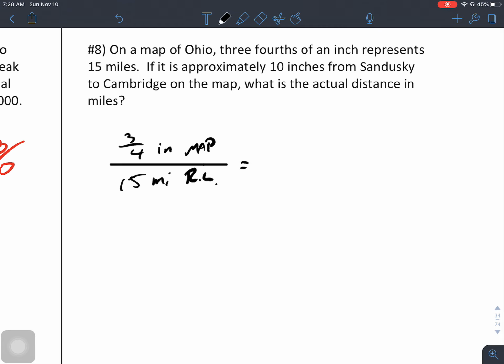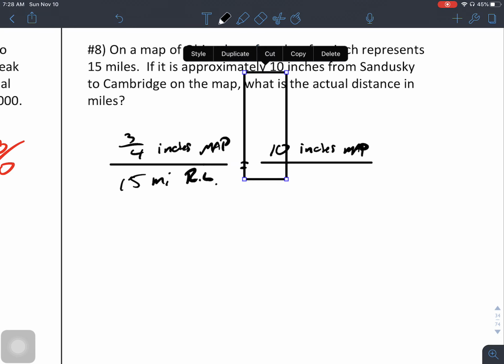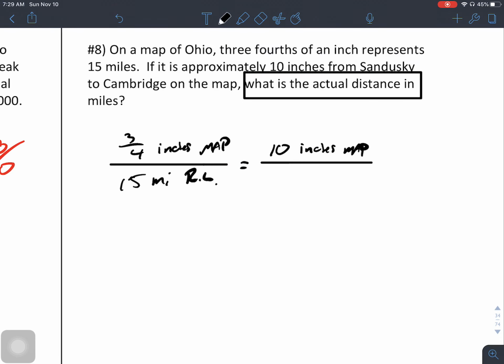If it is approximately 10 inches from Sandusky to Cambridge, now is that 10 inches on a map or 10 inches in real life? That's 10 inches on a map. Let me make sure this is clear, that it's not 10 in map, it's inches. What is the actual distance in miles? So what is the distance in miles? And this is in RL, in real life.